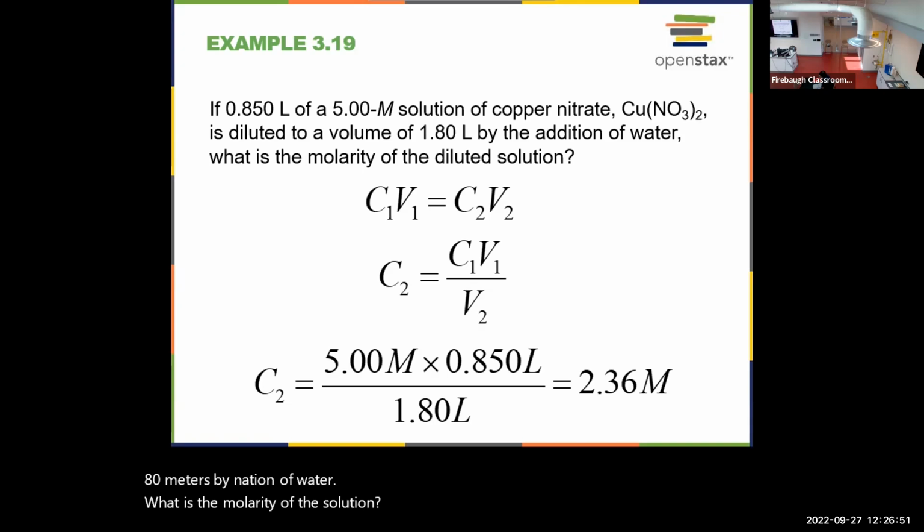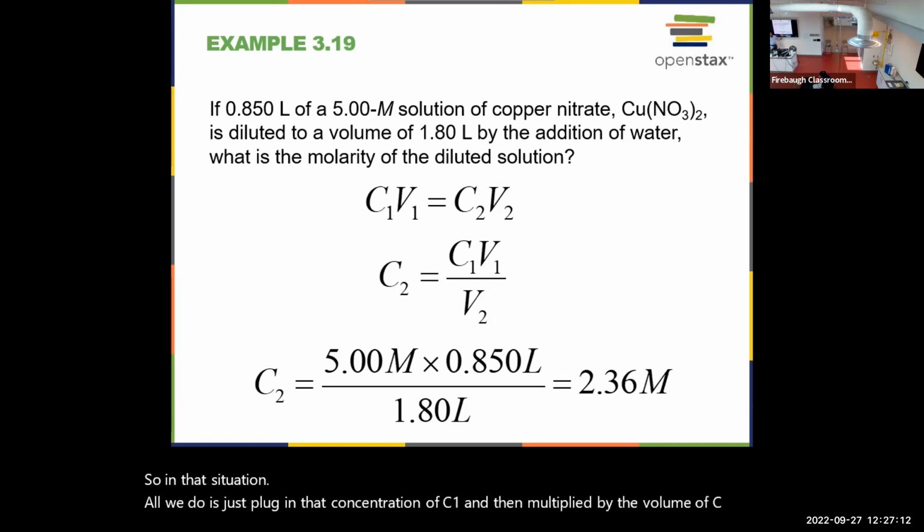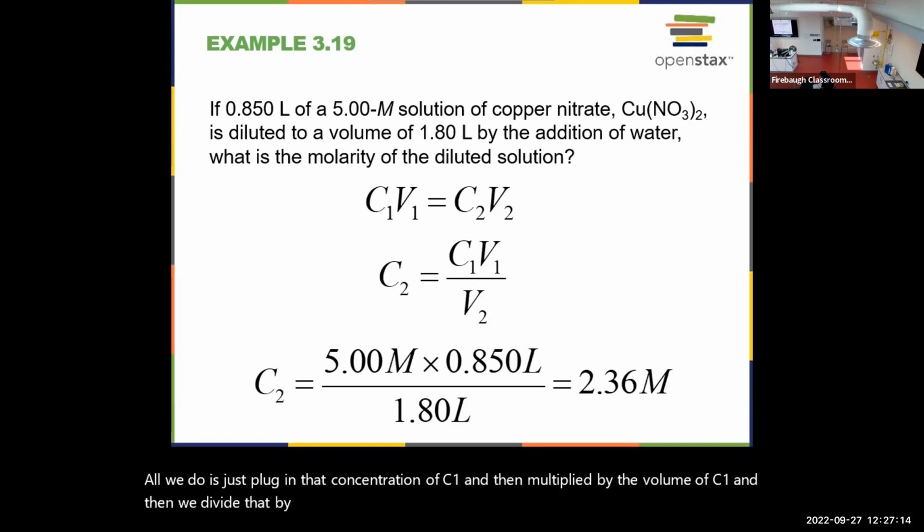So in this case, again, we're going to use C1V1 equals C2V2, and in this case we're solving for C2. Okay? So in that situation, all we do is plug in the concentration of C1, multiply it by the volume of C1, and then divide that by the volume of C2. And that's going to give us our concentration. Simple, not too hard.